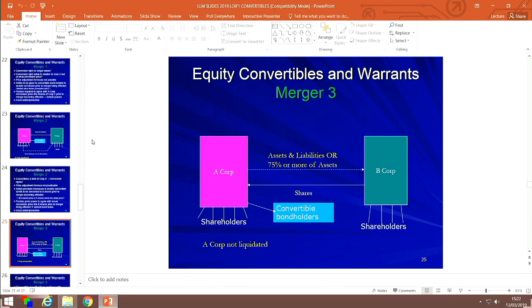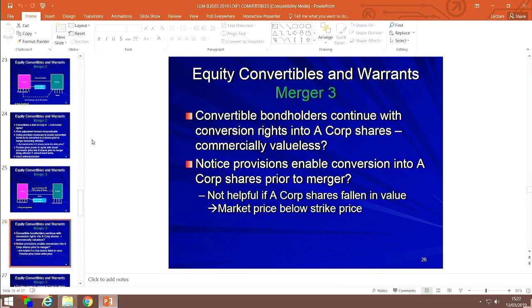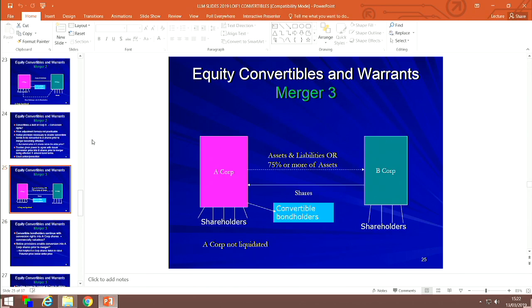Okay, third type of merger. I think we've talked about this one before, haven't we? Maybe. This is a case where your issuer A transfers nearly all its assets and liabilities, or 75% plus of its assets, to B, its merger partner, in return for B issuing shares to A, which means A becomes a shareholder in B, and it's not liquidated. It continues to exist with whatever assets and liabilities are left on the balance sheet after the transfer by way of a merger. It's not a true merger, but it's referred to as a merger because of what is happening here.